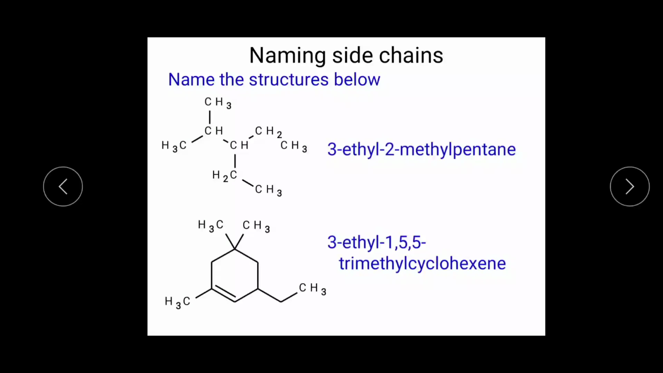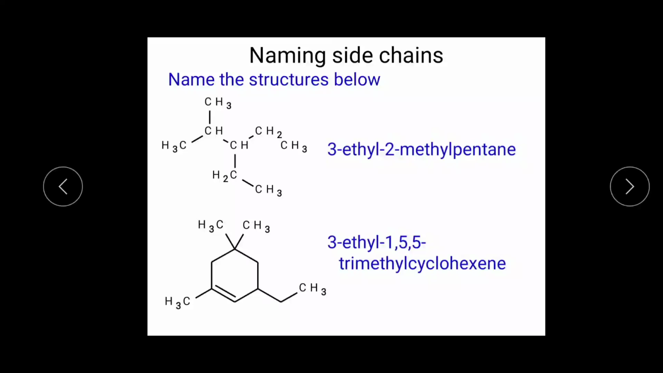We will begin the counting based on the double bond. This will be carbon 1. We will not begin it here simply because there is a side chain here. So we will begin it here, at the point here. This will be carbon 1. Then this will be carbon 2, carbon 3, carbon 4, carbon 5, and carbon 6.